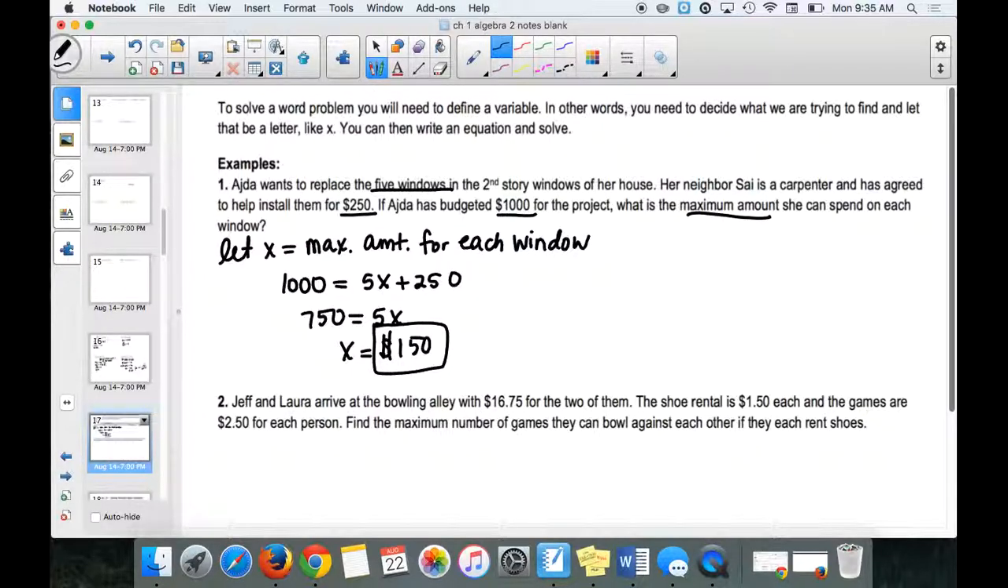I usually try to put people's names that are in the class. So these are people at university, Ajda and Sai. But Jeff and Laura are not names of university people because I always find it weird in story problems when I make you guys like date. So Jeff and Laura, that's my twin brother and his wife.